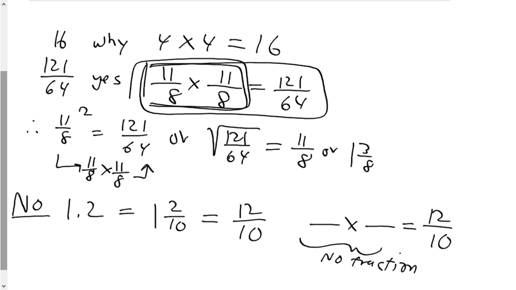So 1.2, what I did here, just to show you again, if I'm going to tell you if it's a perfect square without a calculator, I first have to think about 1.2 as a mixed fraction, 1 and 2 tenths. Then as an improper fraction as 12 tenths. Ask myself, is there a fraction that multiplies by itself to get you 12 tenths? The answer is no, and therefore 1.2 is not a perfect square.